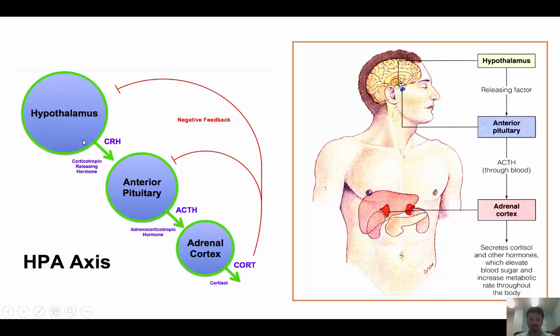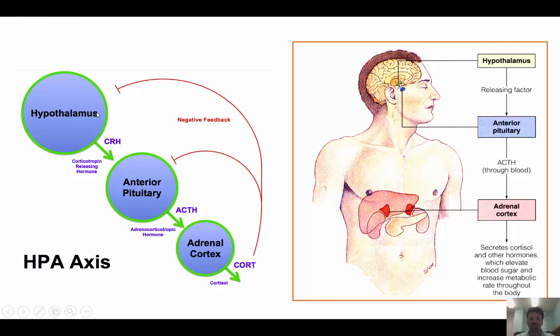And so this HPA axis is a key system inside of the body that regulates the stress response. One of the things that you will notice here is that cortisol itself inhibits the hypothalamus, and therefore the hypothalamus starts the process of releasing cortisol, but as the levels of cortisol increase in the blood, it tells the hypothalamus to stop secreting CRH. Therefore, it causes the levels of cortisol not to get too high.